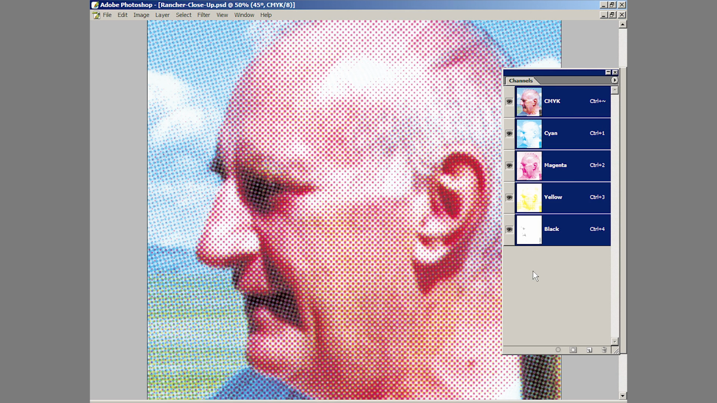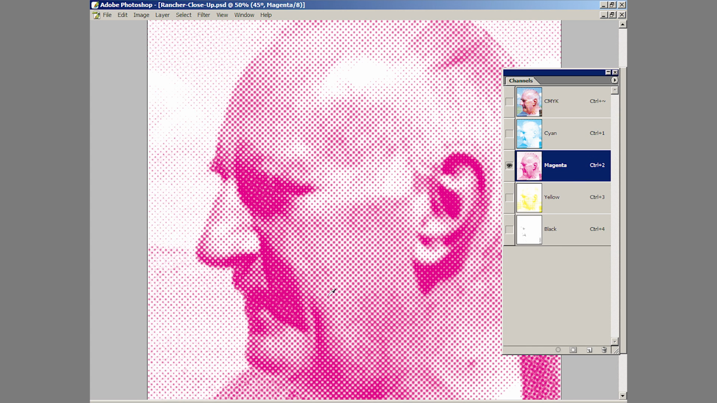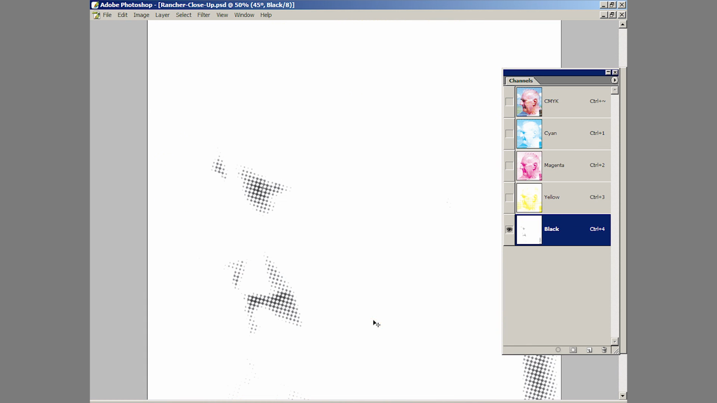We'll examine the cyan channel. As expected, there is very little ink contribution in the flesh tones, and the size and density of the halftone spots is sparse. When I choose the magenta channel, we see lots of ink coverage in the facial area, a dense array of large magenta spots. We also see this in the yellow channel. The combination of yellow ink, along with magenta, creates the skin tones in the rancher's face. The black channel contributes little to the face, with the exception of the shadow areas around the rancher's eyes and mouth.